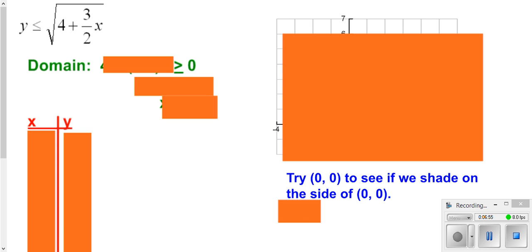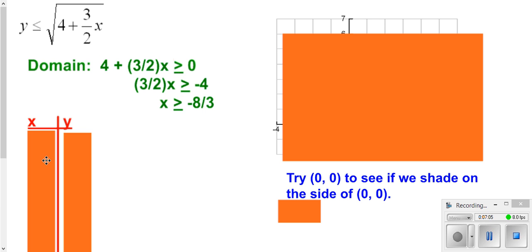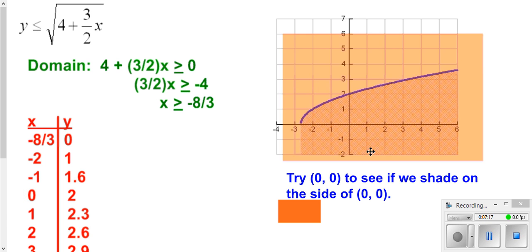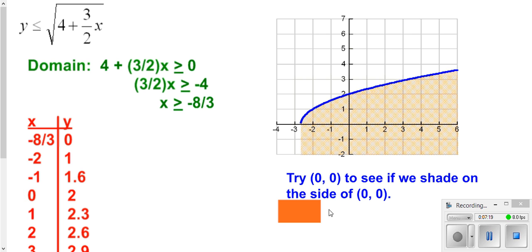Go ahead and try to do this one and then watch the video. Take what's inside to find your domains, what's inside greater than or equal to 0, solve it, then you make yourself a t-chart, plot those points, y is less than or equal to, so you know it's going to be a solid curve, and y is less than, so you'll be shading below. So you plot your points, solid curve, shade below.